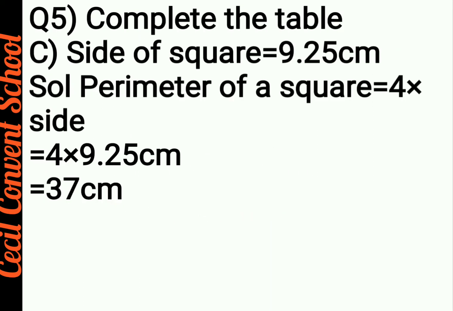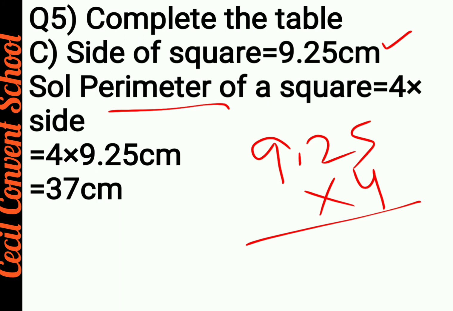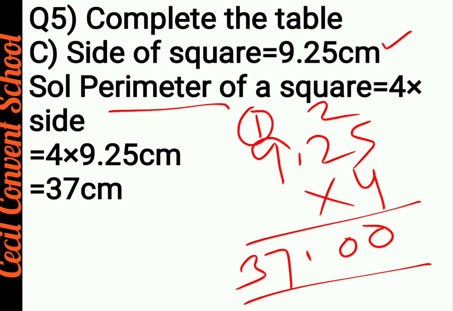Clear? Now I do C part of it. Side of a square is given, 9.25. You have to find perimeter. So for perimeter, what do you do? 4 into side. So 4 into 9.25. When you multiply 9.25 with 4, the answer will come: 4 5s are 20, 4 2s are 8, plus 2 is 10, 4 9s are 36, plus 1 is 37.00. That will be equal to 37 centimeter only, because after the decimal there are 00, so we can write 37 also.